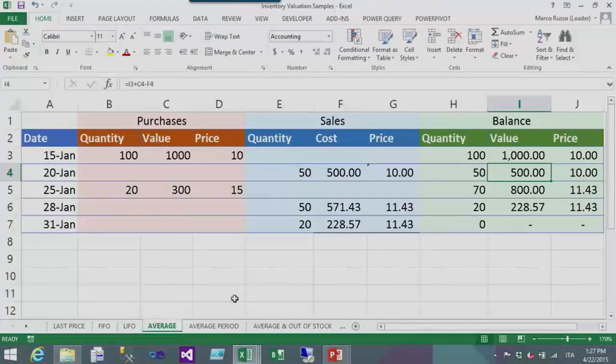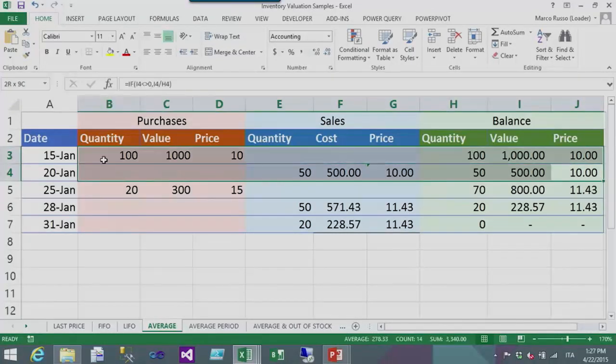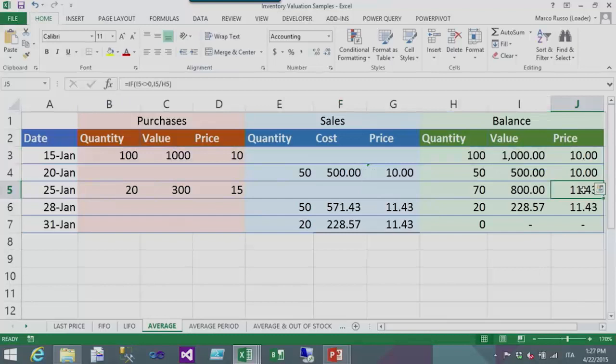Average. The average technique is probably the common sense one, right? How does it work? Until this transaction it is, of course, easy. At this point, my value is 500 plus 300, that is 50 multiplied by 10 plus 20 multiplied by 15. So if I sum 500 to 300, I have 800. And this is the average.